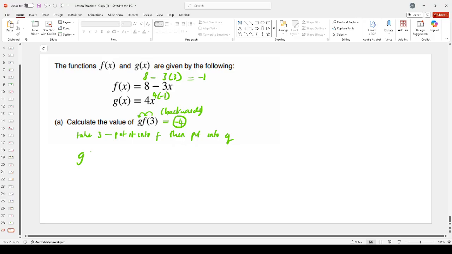So what if it said find g of f of 5, and the next one is find f of g of 3? Can you work out those two?